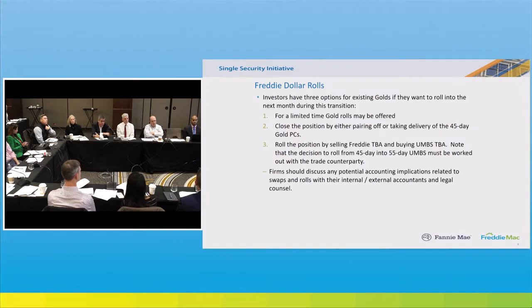If you're going to do something similar to break it out, or are you just going to treat all the 45s as if they were converted and go that way? Yeah, I mean, I think ideally if we're able to know, for any given CUSIP, or at a pass-through trust level, what sits in 45-day versus what sits in 55-day, then I think everything else kind of works itself out.